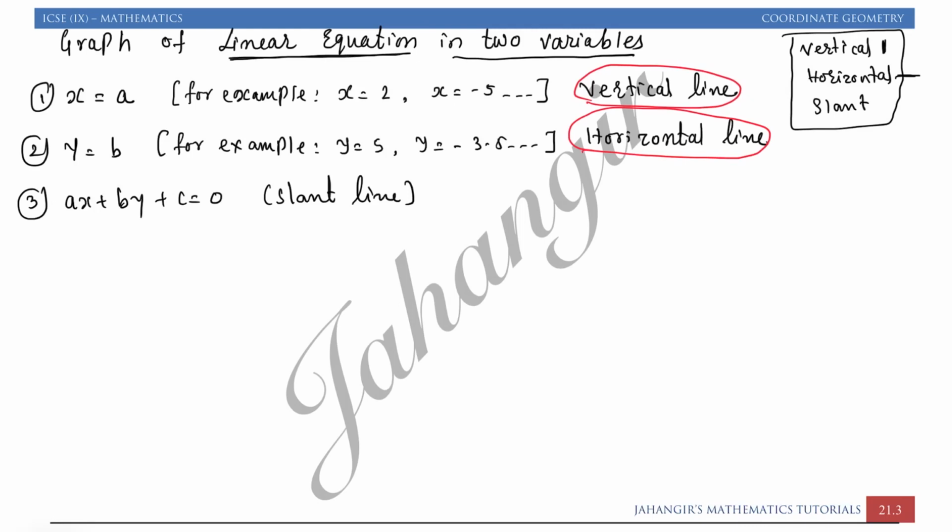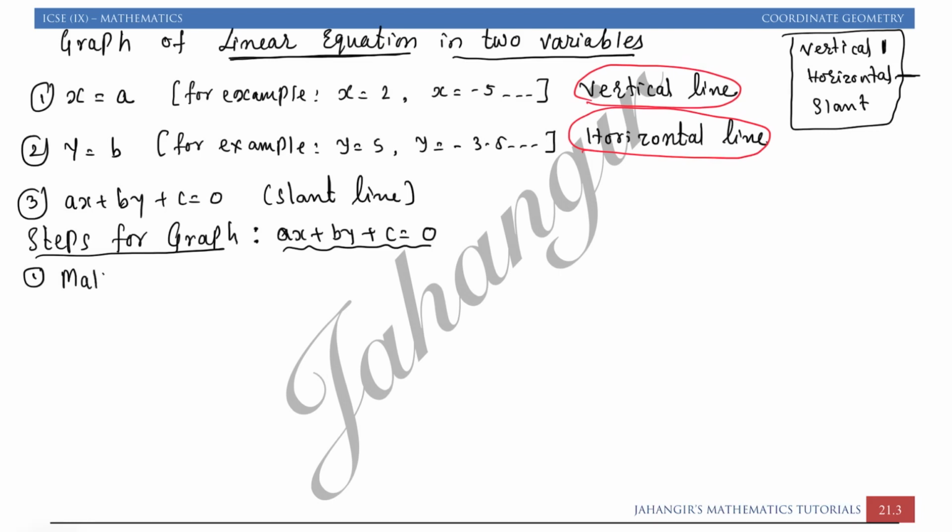Now I will write the steps to draw the graph. Just write it down in your notebook. It's very helpful, and you will always get a 4 marks question for graph. The first step is, if you have an equation in the form of ax plus by plus c equal to 0, we are talking about this type of graph in which we have two variables x and y. So here what we will do is make y the subject of the formula.